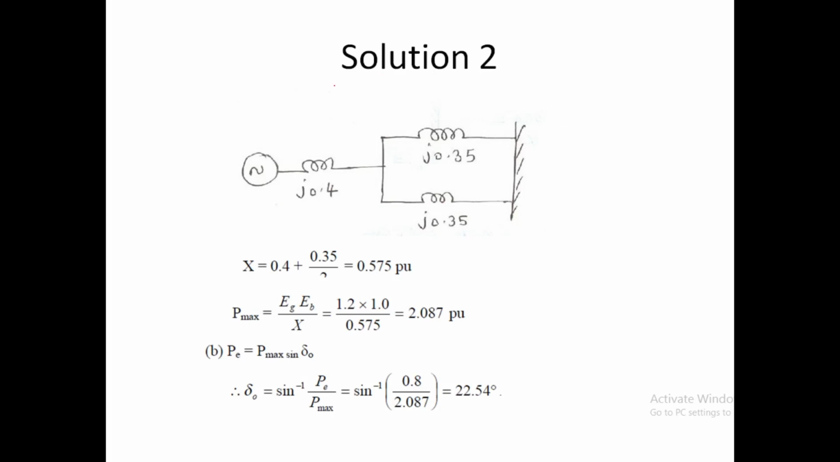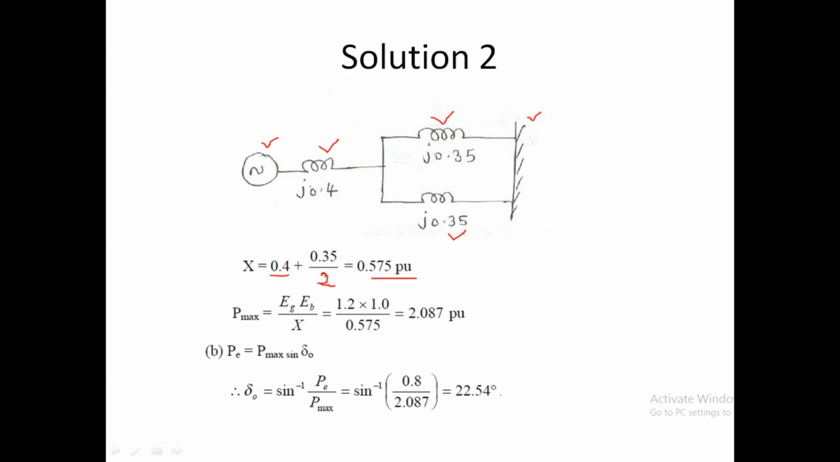So this is our diagram. There is a generator having a reactance j0.4 and it is connected to an infinite bus through two lines, each having a reactance j0.35. So total reactance is what? 0.4 plus 0.35 divided by 2, because these are parallel, which gives 0.575 per unit.